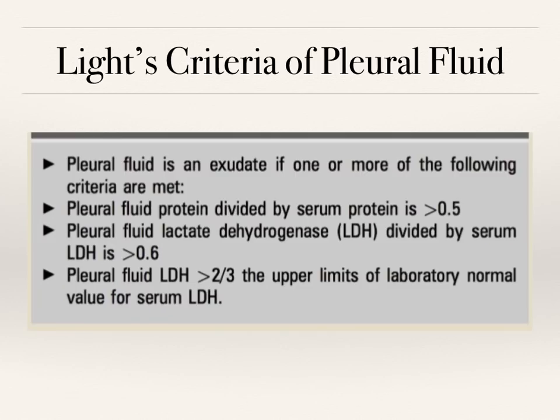This slide shows the Light's criteria of pleural fluid. It is composed of three variables: pleural fluid protein divided by serum protein, which is greater than 0.5; pleural fluid lactate dehydrogenase divided by serum LDH, which is greater than 0.6; and pleural fluid LDH, which is greater than 2/3 of the upper limit of the laboratory normal value for serum LDH.